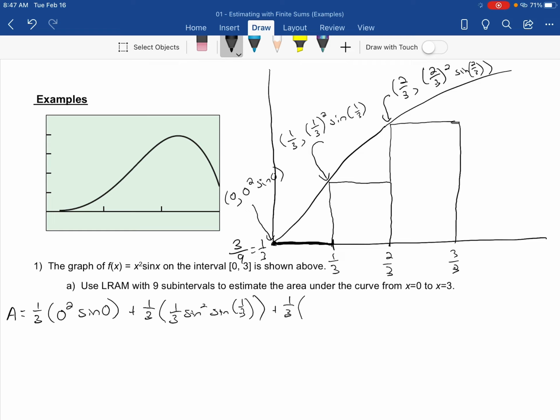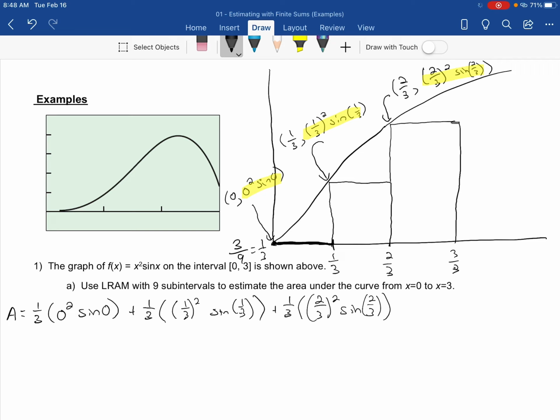oh, I made a little mistake in the previous one. I said the right thing and I wrote the wrong thing. I got so wound up there. Let me just fix this. This was 1/3 squared sine 1/3. So 1/3, and then the height is 1/3 squared sine 1/3. Let me highlight those up there so you can see them. There's the y values right there. So next rectangle, 1/3 is the base, and the height is that y value up there. It's 2/3 squared sine 2/3.